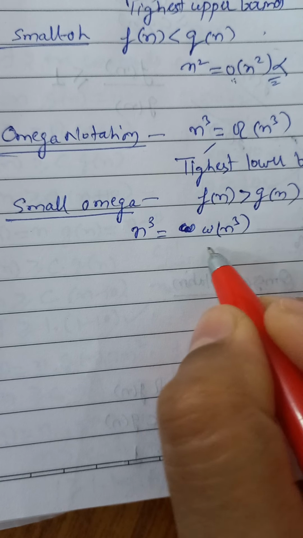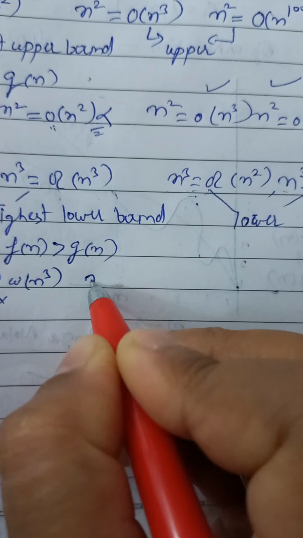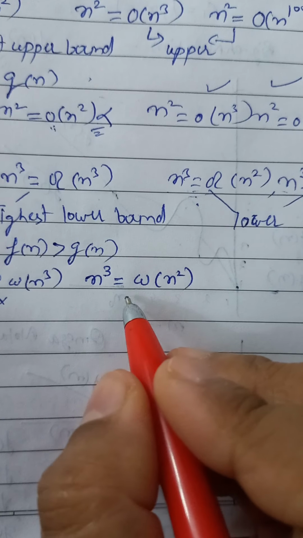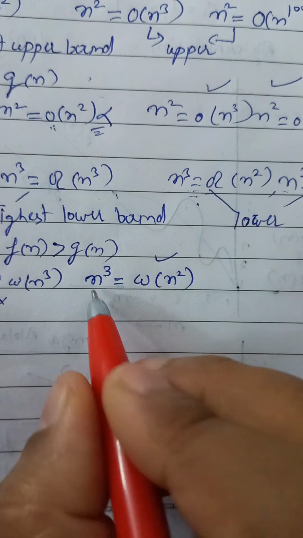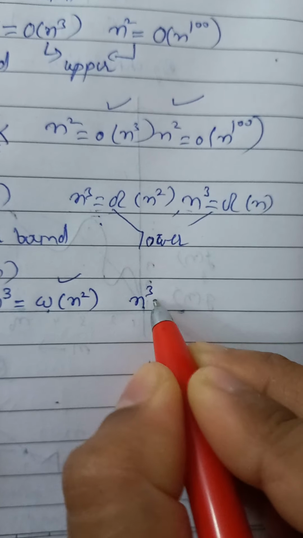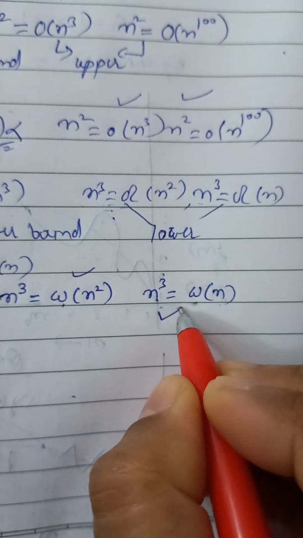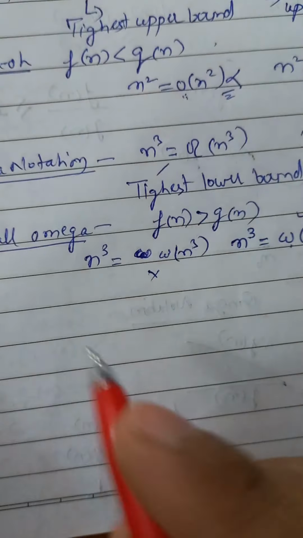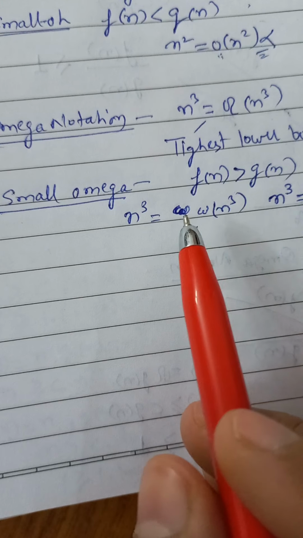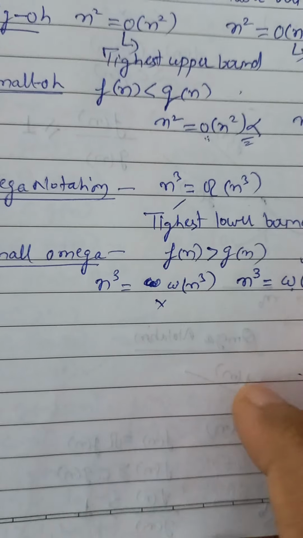That condition does not exist here because these are equal. But if we have n cube is equal to omega of n square, then that condition is satisfied because f(n) is greater than g(n). And if we have n cube is equal to omega of n, then here also f(n) is greater than g(n); this condition is also satisfied. So in small omega, f(n) is always greater than g(n). So this is a lower bound but not tight.